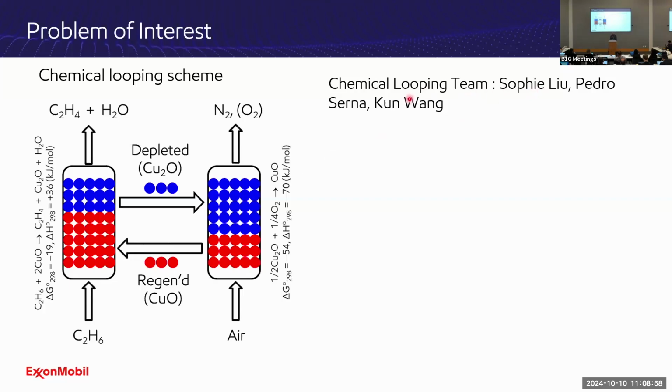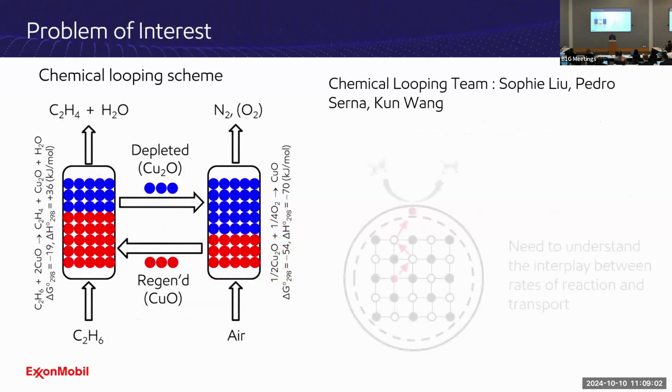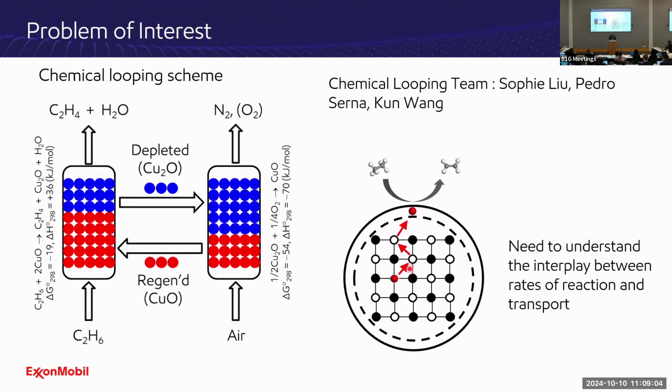So Pedro Serna was involved, Kun Wang, and Sophie Liu. Oops, wrong way. I need to understand a couple of different things. I need to have a matching of rates of diffusion in the bulk metal oxide and the surface reaction. And for the surface reaction, not only do I want a rate that's somewhat correlated to the diffusion, but I also hope that it's a very selective reaction. So I need to understand this interplay between transport and reactivity, which is the title of my slide.